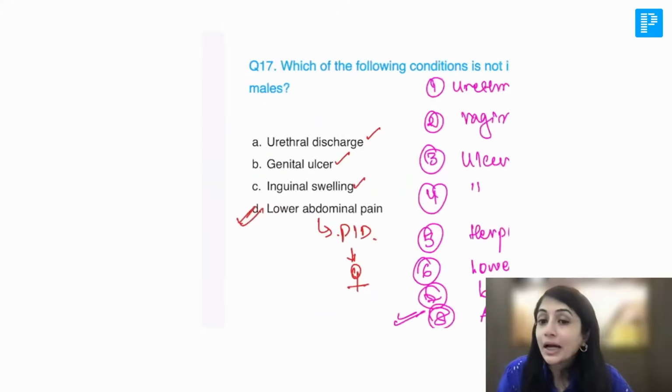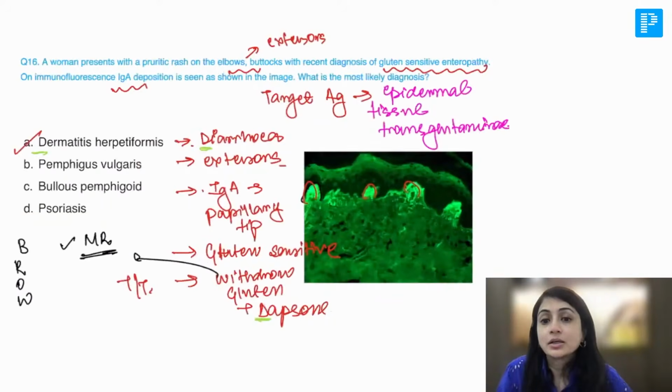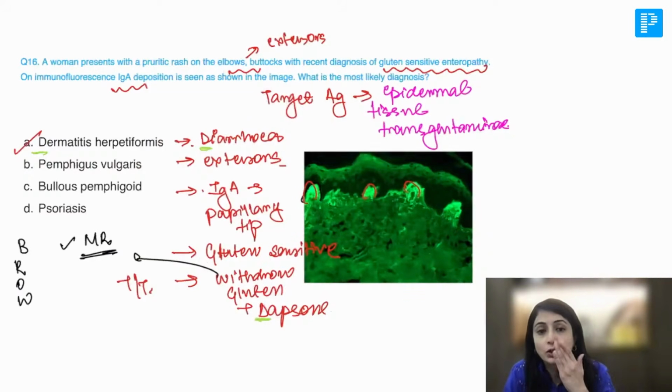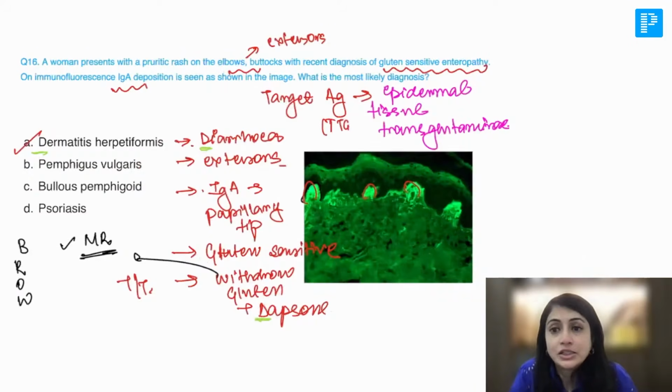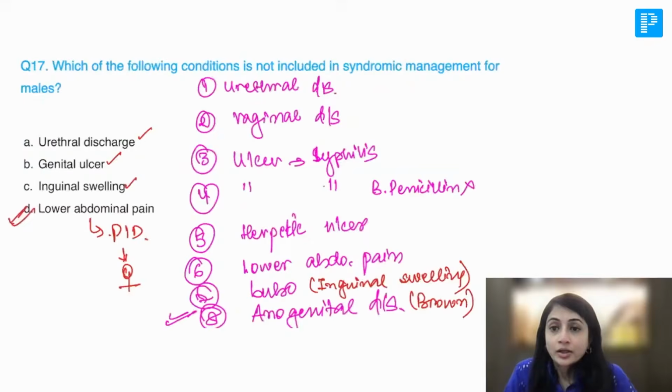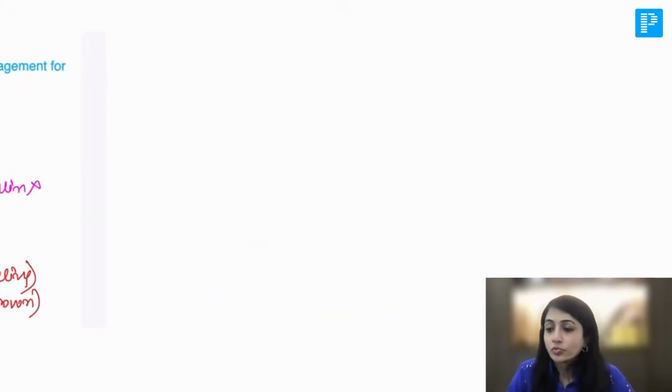So the target antigen in dermatitis herpetiformis is epidermal tissue transglutaminase. Now, transglutaminase is also seen as an endomysial antigen. They cross-react with the epidermal tissue transglutaminase, and that is why you have gluten-sensitive enteropathy associated with DH here. Right? So it is epidermal transglutaminase, also called TTG. Clear? Clear about this genital ulcer syndrome also? Done. So we'll move on to the next question.